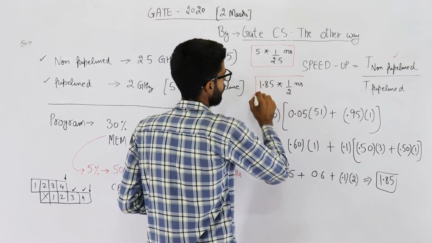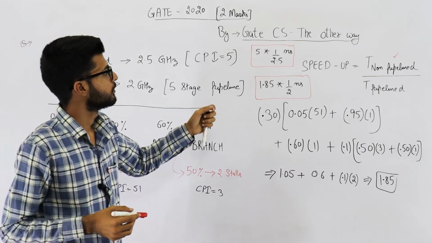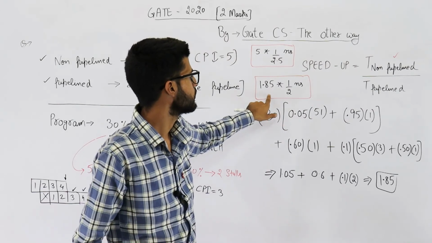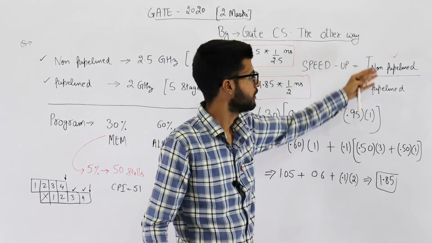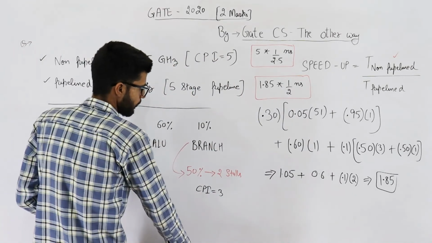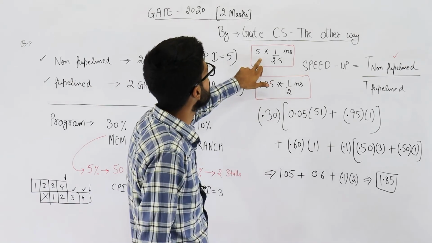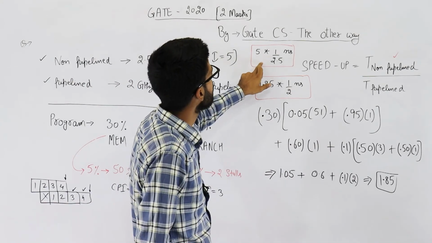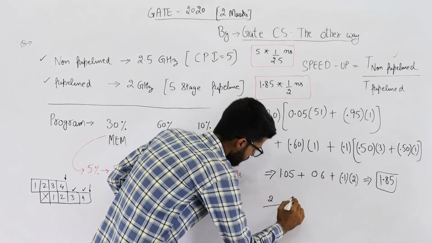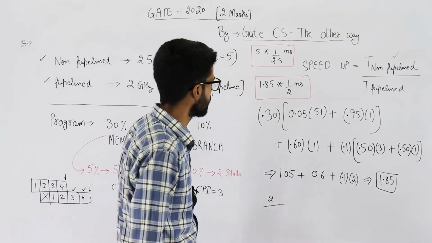Now you can just divide both of them to get your answer. This is time taken by non-pipelined processor and this one is time taken by pipelined processor. Divide both of them to get the speedup. Let me do that for you. 5 upon 2.5. This means 50 upon 25, which comes out to be 2. So it is 2 divided by 185 by 200.